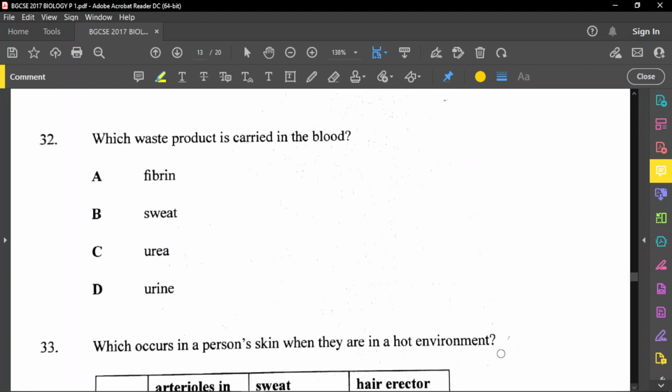All right, 32. We say which waste product is carried in the blood. And it's a waste product. That's a keyword: waste. So fibrin is not a waste product. It is needed to help clot blood, right? Sweat, you don't carry it in the blood. If sweat is in the blood, oh my God, that would be death. So definitely no. Urea, yes, because urea is sent to the kidneys to be excreted. Urine, if urine is in the blood, that means something is seriously wrong.